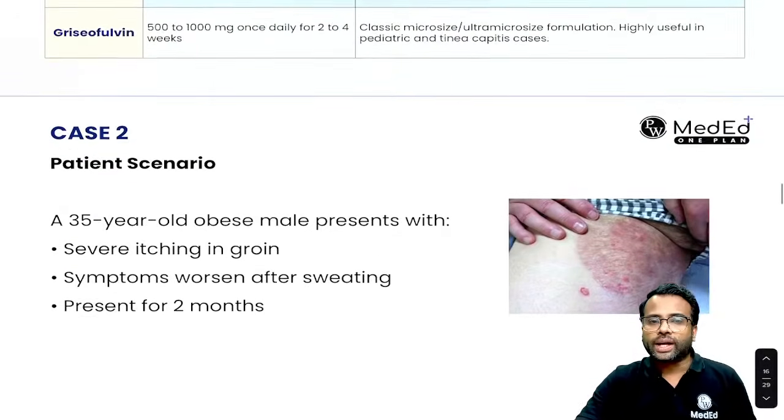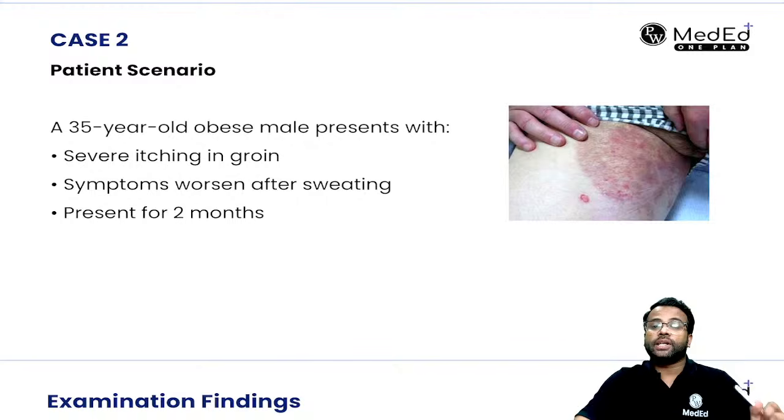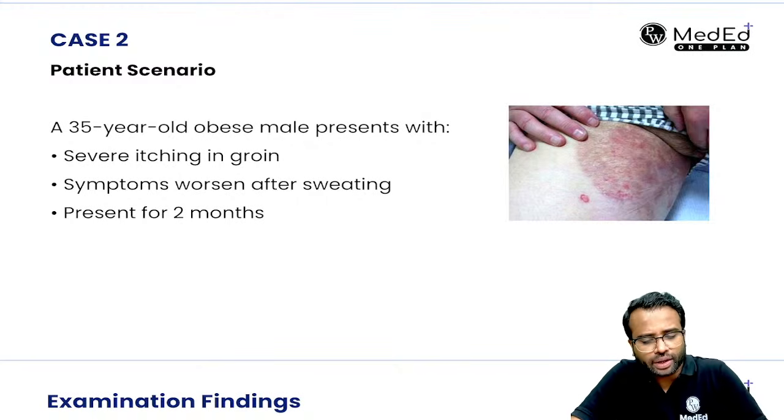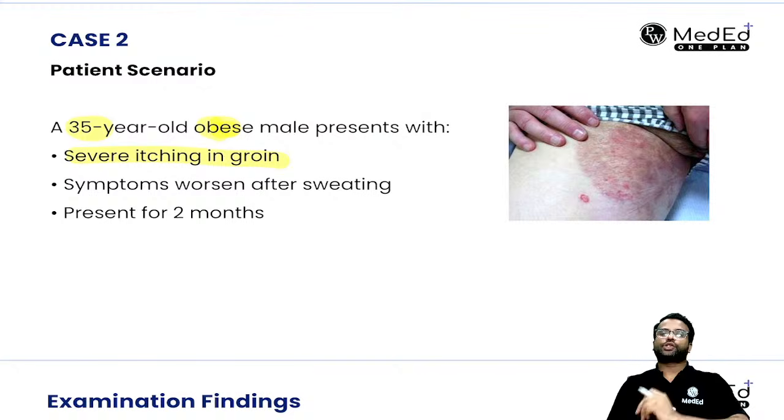So let us see one more case now. So the second case is the next patient is coming to you. The patient is a 35-year-old obese patient hai, and his complaint is that there is a severe itching in the groin area, and the symptoms is worsening after sweating, and this is present for the last 2 months.